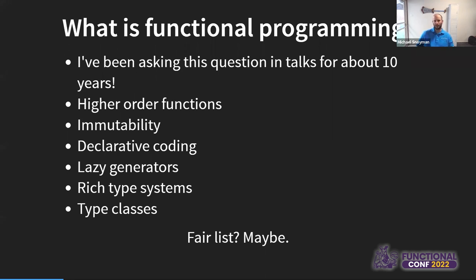Lazy generators are typically part of functional programming. I'm a Haskeller primarily, and in Haskell we obviously have lazy data structures and we use lazy lists as our lazy generators. Many functional programming languages have rich type systems. And we'll get into type classes. Those two really go together. Is this a fair list to define functional programming? Maybe. And if you come from a different language like Clojure or something and you're upset about things like rich type systems, don't worry. The list is not intended to be authoritative.